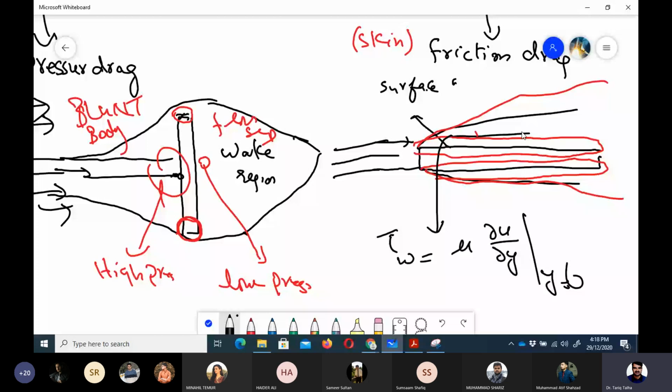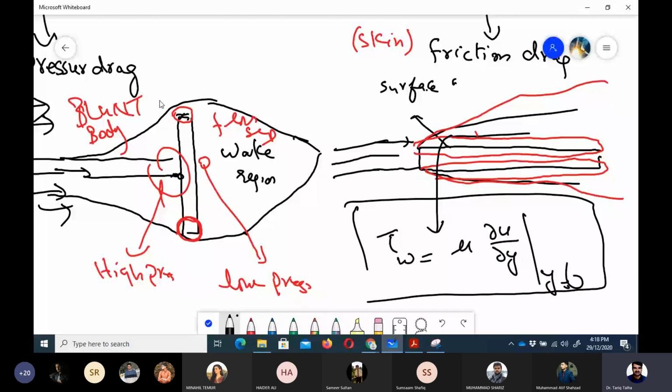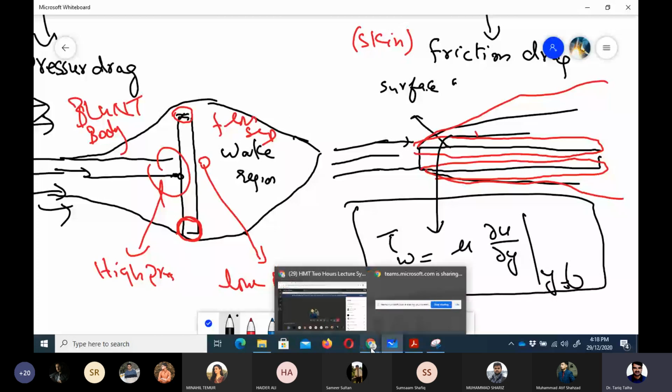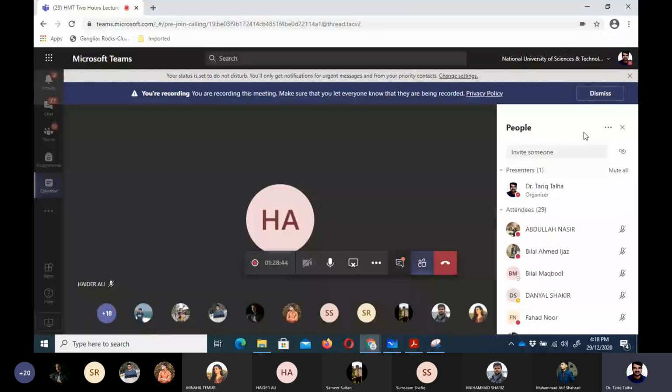So in skin friction drag, the major component for the drag production is the shear stress, because the surface area available for the fluid contact is more. So this shear stress plays a major role in that. But in the pressure drag, the difference in pressure plays the major role. So these were the two components which I wanted to tell you. So if there is any question you can ask. Otherwise, after downloading that attendance, I would be happy to conclude this lecture.